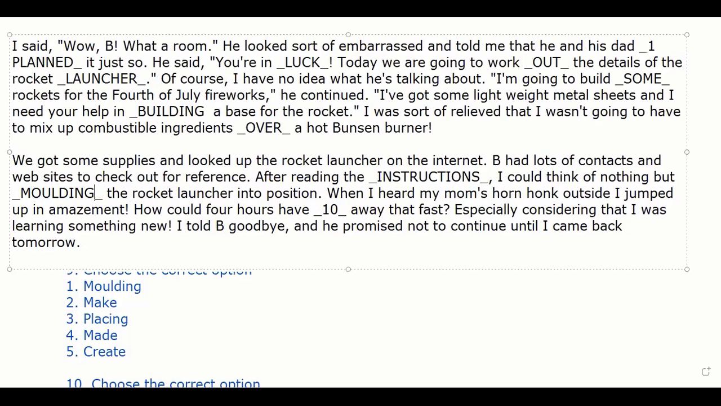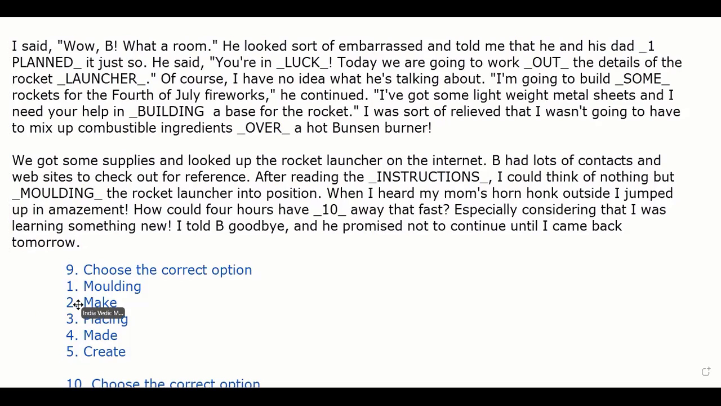It's not that they have prepared a hot rocket launcher and then they say molding. No. They're still trying to make it, prepare it, build it, whatever. It's not the rocket, it's the hard metal which they're molding. No, they are still preparing it with ingredients and all. So, molding the rocket launcher into position. And tell me the last one.